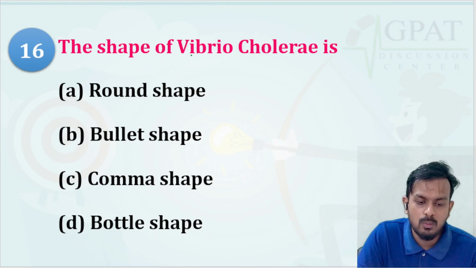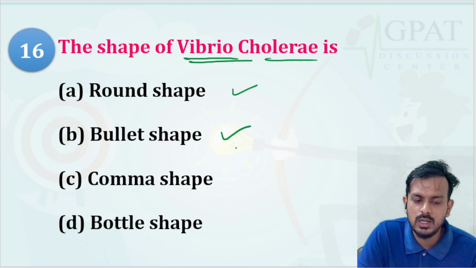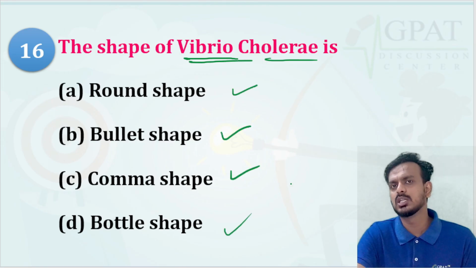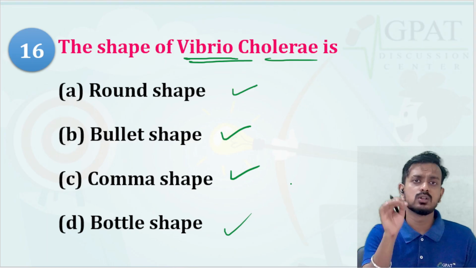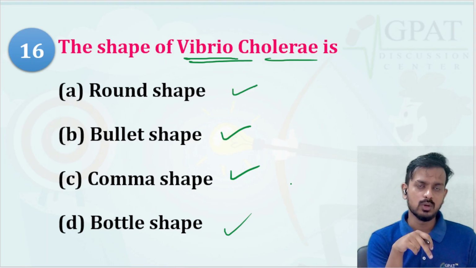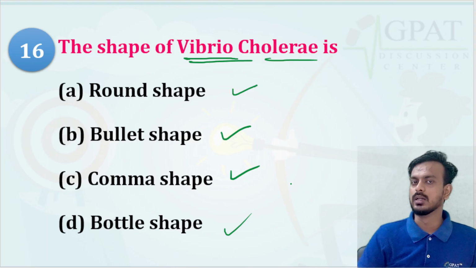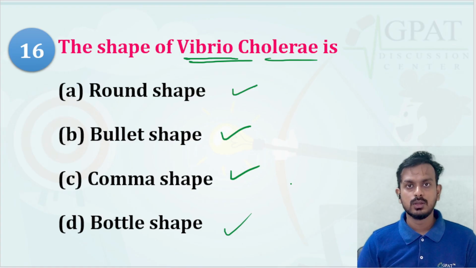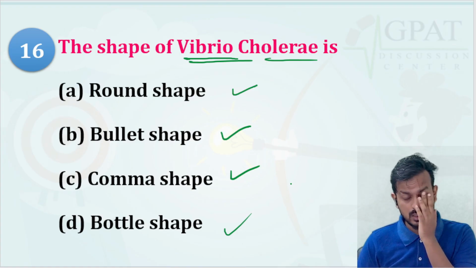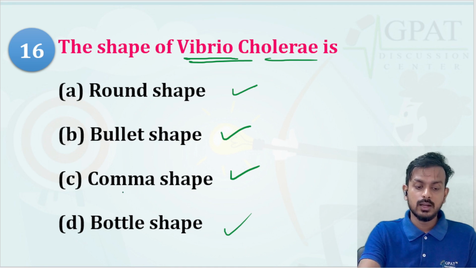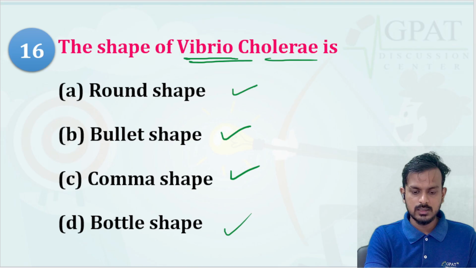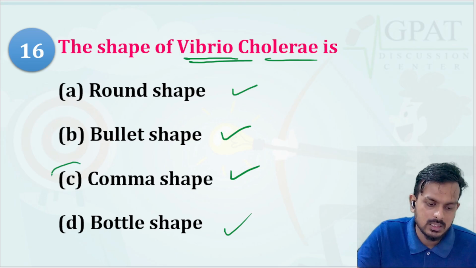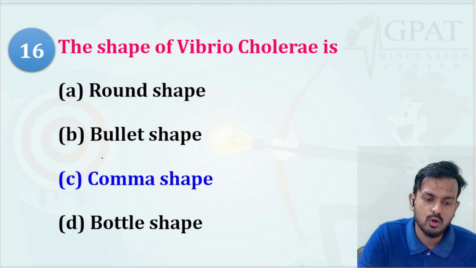Next question. The shape of Vibrio cholerae is round shape, bullet shape, comma shape, or bottle shape. This is an easy question. All of you can answer. Answer with your option in the comment. Okay, I will check how many students have answered it. The shape of Vibrio cholerae. Which one will be the correct answer? The correct answer is comma shape. Very good. Vibrio cholerae are comma-shaped bacteria.